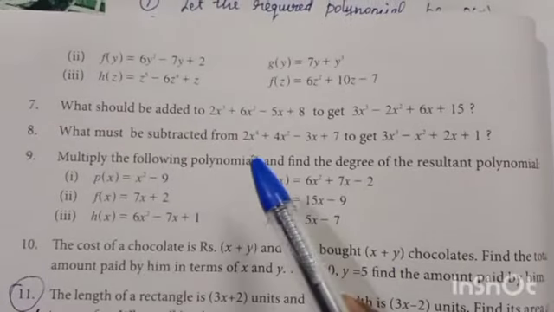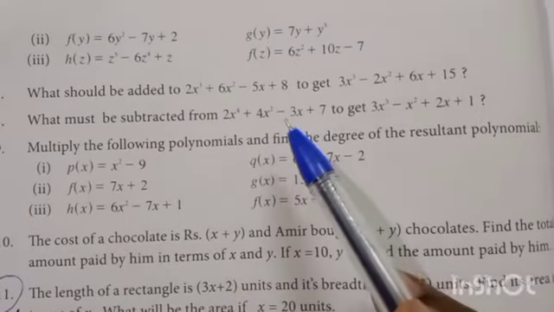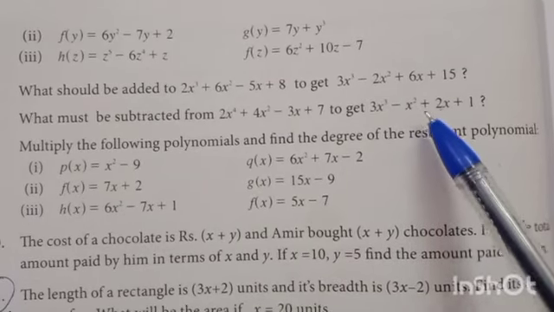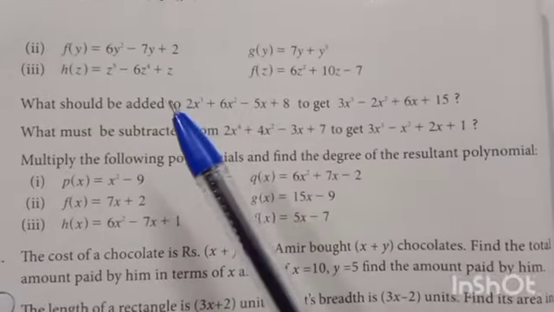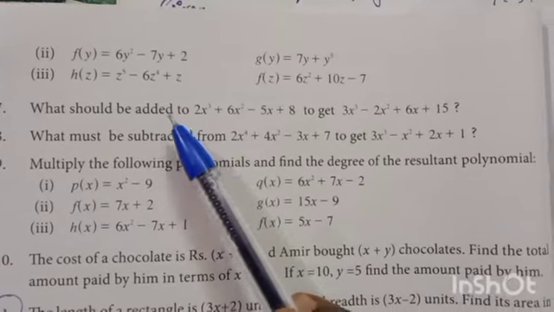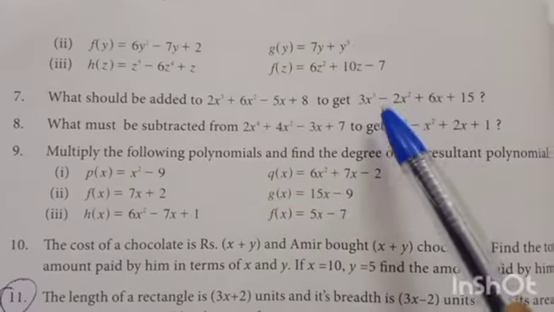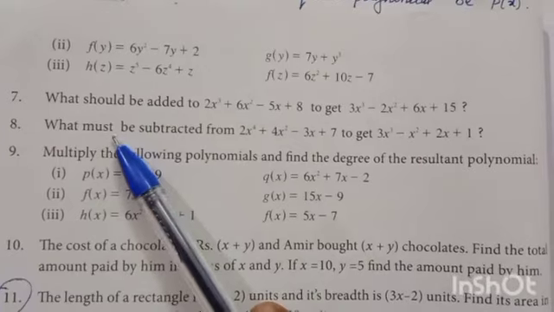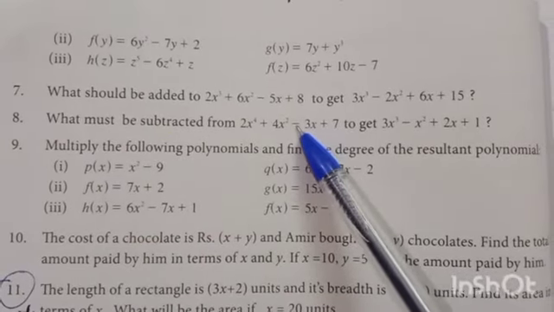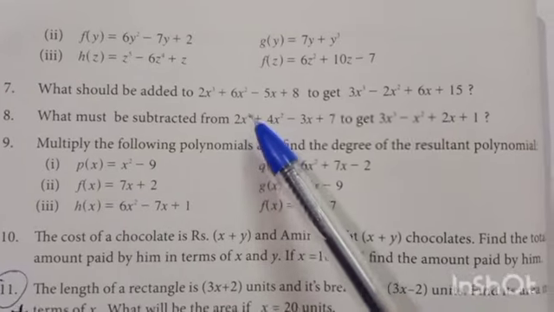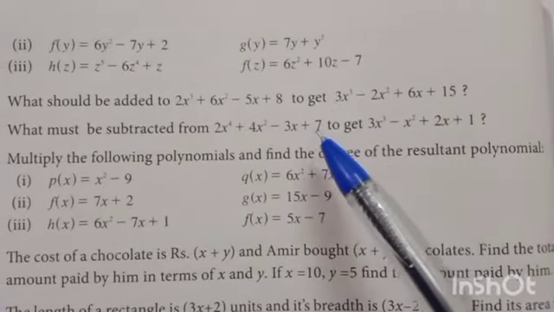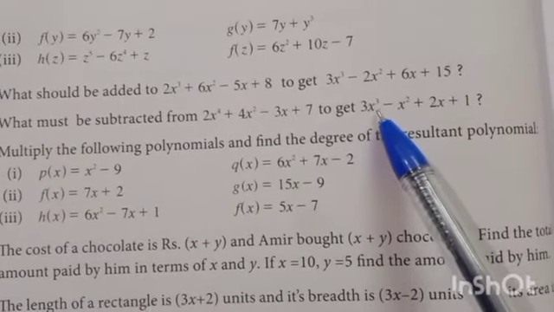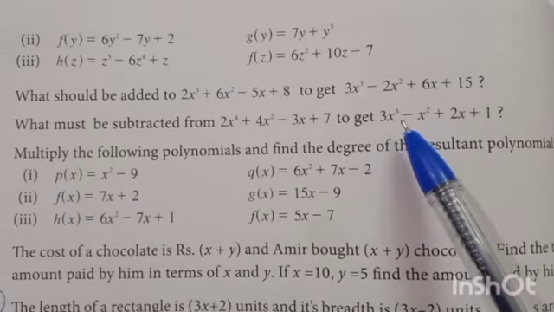8th question: what must be subtracted from 2x power 4 plus 4x square minus 3x plus 7 to get 3x cube minus x square plus 2x plus 1? In the previous problem, we found what polynomial added to this polynomial gives that polynomial. Now we need the polynomial that must be subtracted from this polynomial. That is, 2x power 4 plus 4x square minus 3x plus 7 minus the required polynomial is equal to 3x cube minus x square plus 2x plus 1.